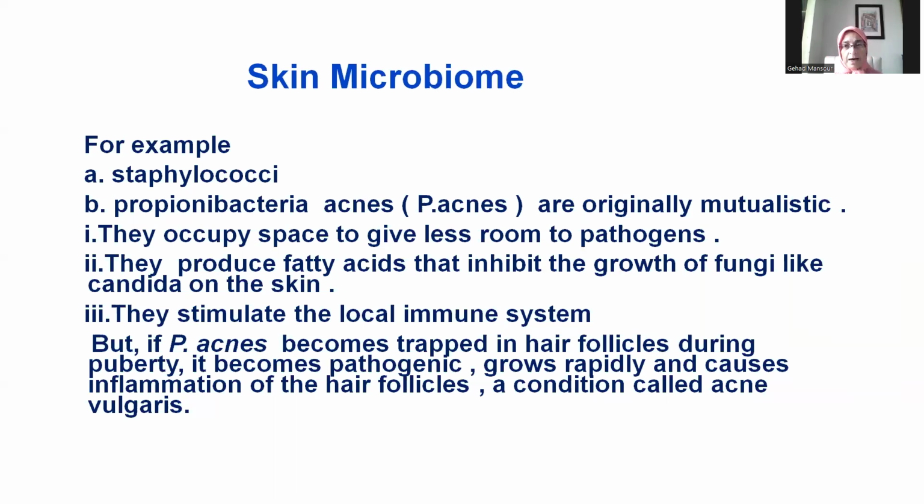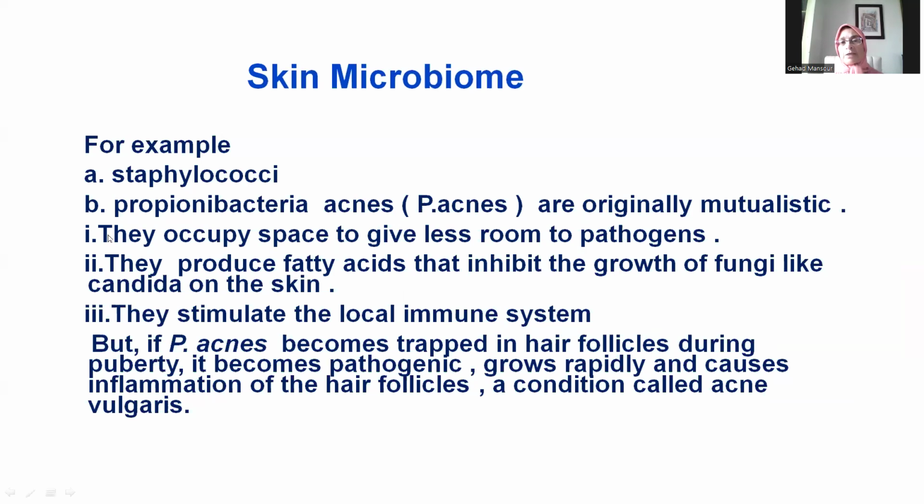We can give the example of staphylococci, or we can give the example of P. acnes. These 2 bacteria are essentially friendly, but as we said before, under certain conditions like puberty or the presence of a skin wound or just an abrasion, they might turn pathogenic. Why do we say that they are mutualistic? Because they take home and shelter and give benefits. What are the benefits provided?